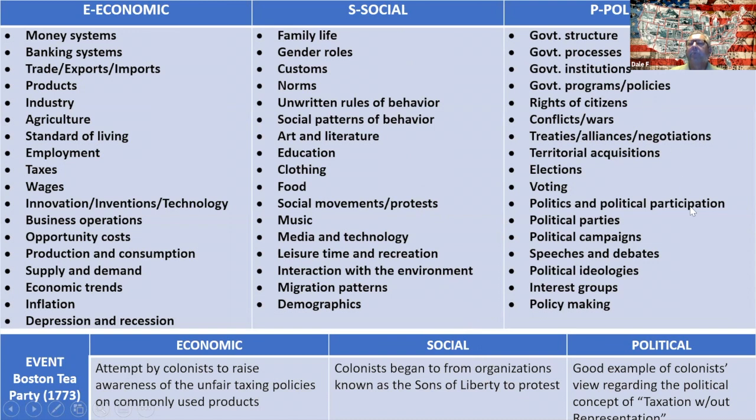And then finally, political. And the student responded by saying this was a good example of colonists' view regarding the political concept of taxation without representation. So this has to deal with government structure, government processes, government programs, and policies.